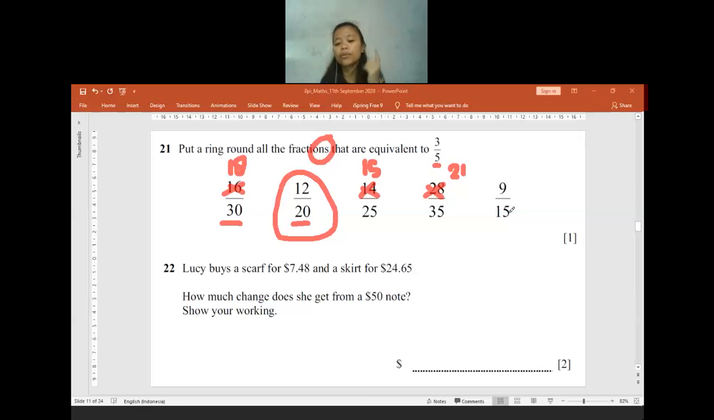So this is wrong. For the last one, we have 5 and 15. We have to multiply by 3. So the 3 we multiply by 3. The answer will be 9. So yeah, the answers will be 12 per 20 and 9 per 15. Is there anyone having any question?